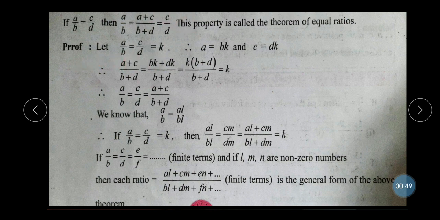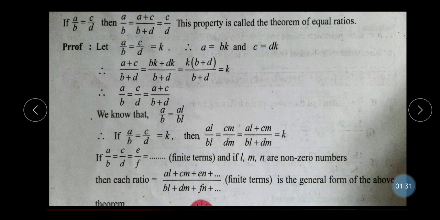So the proof is here. Let a/b = c/d = k, where k is a constant. Therefore, when you cross multiply, consider a/b = k. If you need the value of a, b will multiply with k, so we get a = bk. And when we consider c/d = k and you need the value of c, d gets multiplied over there, so we get c = dk. So the value of a is bk and the value of c is dk.